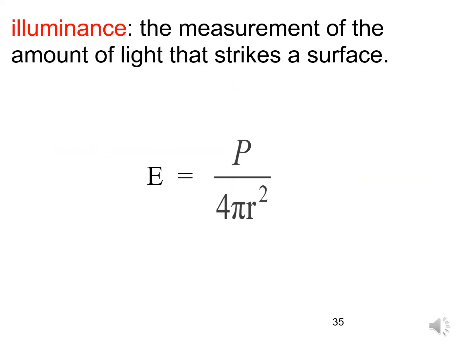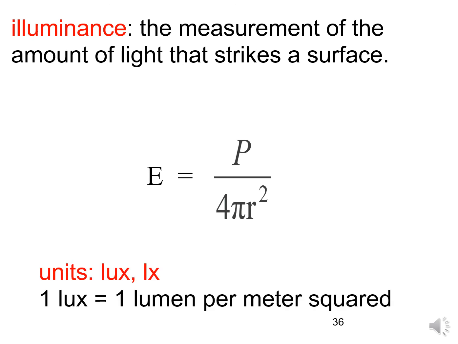So illuminance, symbolized as capital E, is power in lumens divided by 4 pi r squared. The unit for illuminance is lux, abbreviated lx. 1 lux is 1 lumen per square meter.